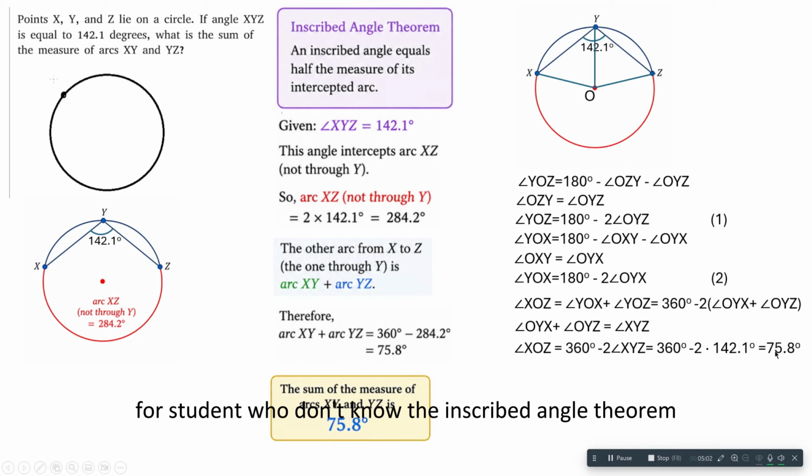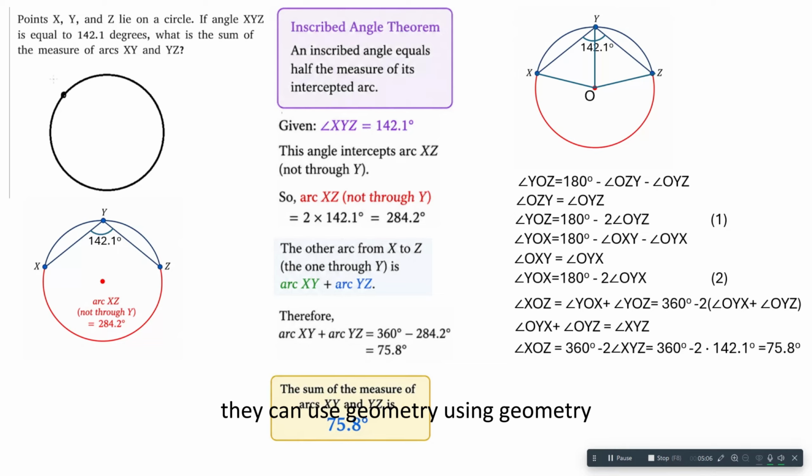So for students who don't know the inscribed angle theorem, they can use geometry. Using geometry, they probably need additional work on paper and pencil, drawing the picture, marking the angles, and doing some algebra along the way. But if they can do it fast enough, they can get the answer within 30 seconds.